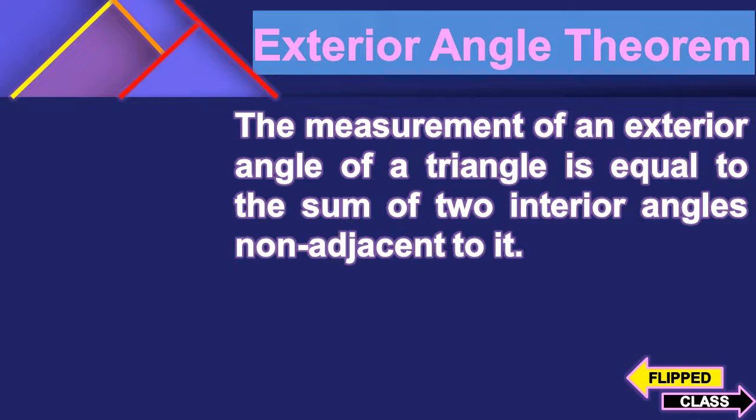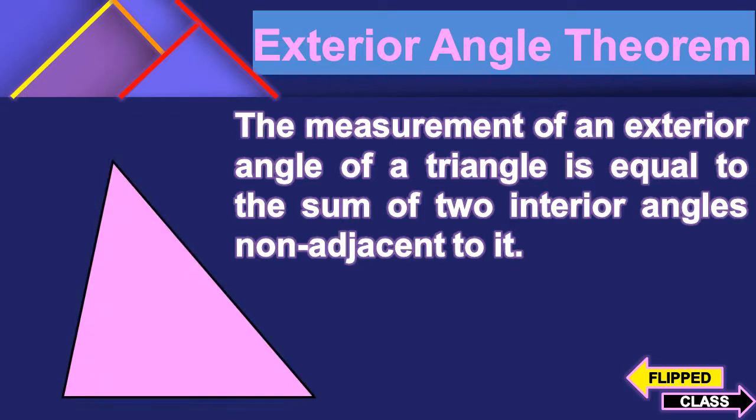In this figure here, we are going to show later on if this theorem is true. If I'm going to extend this base, I have here an exterior angle, the yellow colored angle. We need to prove that this yellow colored angle is equal to the sum of the two orange angles there. In 20 seconds, try to have your own proof. Go.